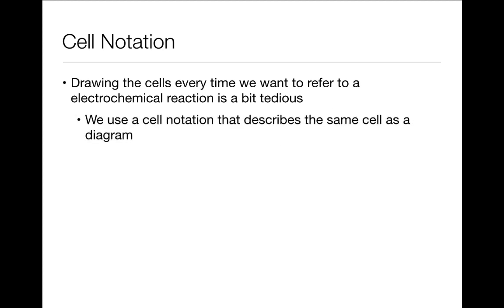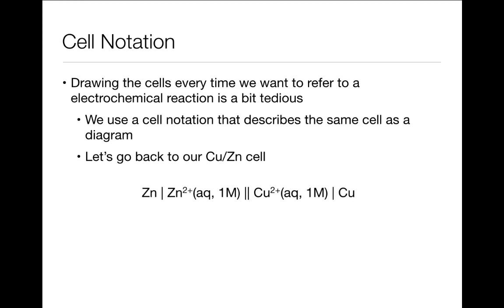So we have what's called cell notation that describes the exact same cell as one of our cell diagrams that we just drew out. Let's take a look at that cell again, our copper zinc cell, and we can write it in cell notation so that it looks something like this. Well, let's take a look at all the different parts and pieces to this cryptic looking notation here.